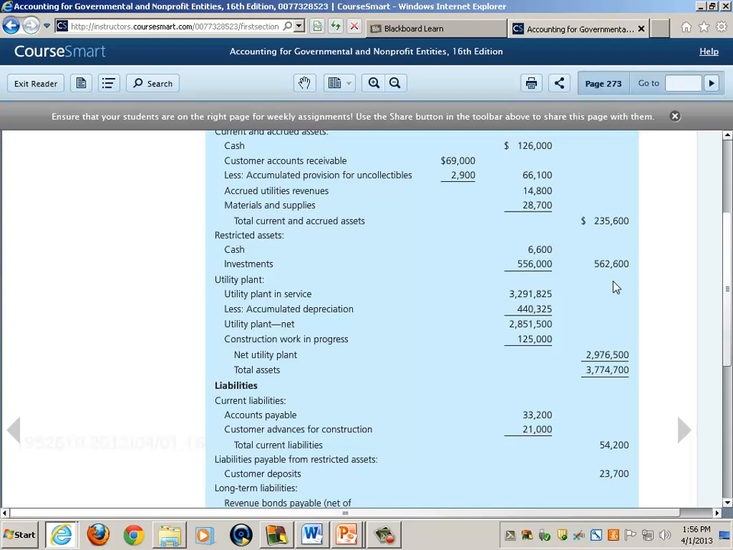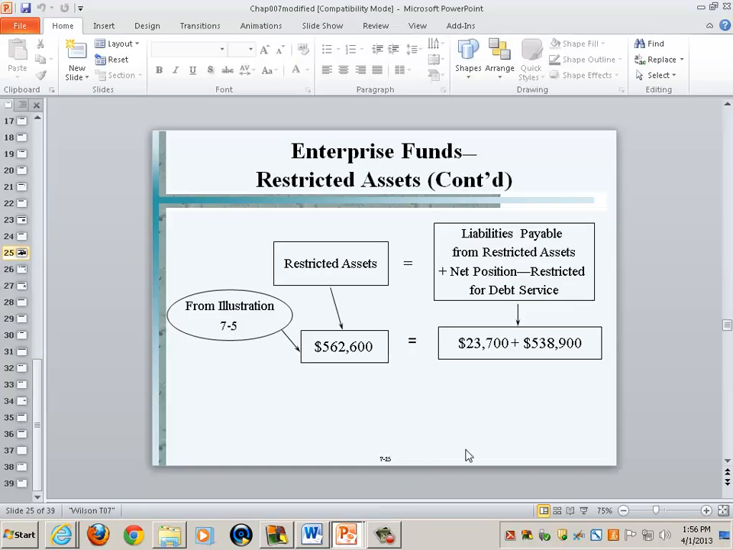Now, why do I make a big deal out of this? This is called the funds within fund approach. You have a mini fund within the larger fund. And they're self-balancing. See that the assets equal the liabilities. So that's why we call it the fund within the fund approach. And it's no more complicated than that.